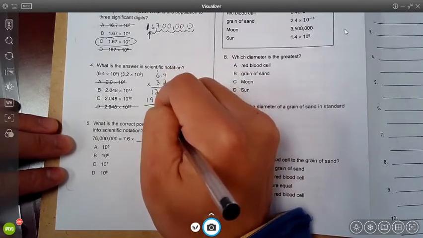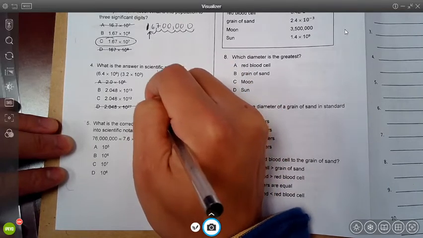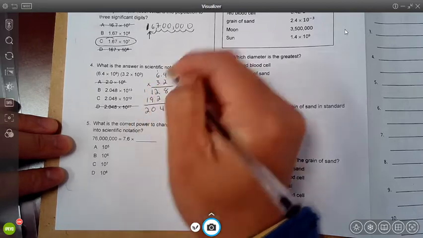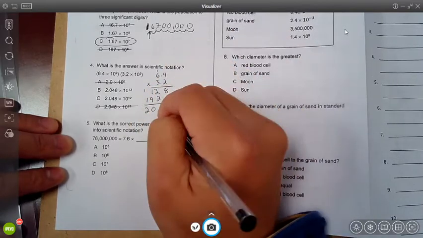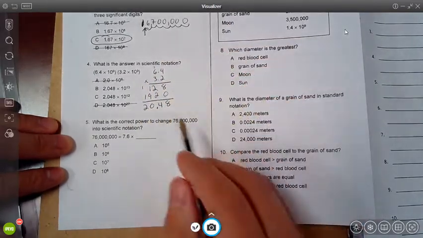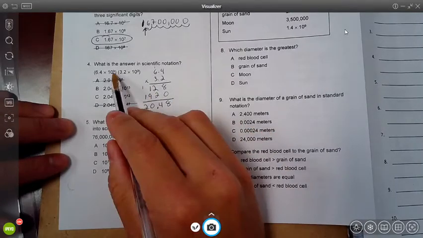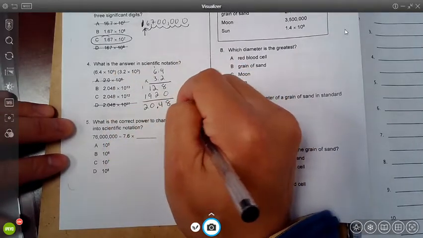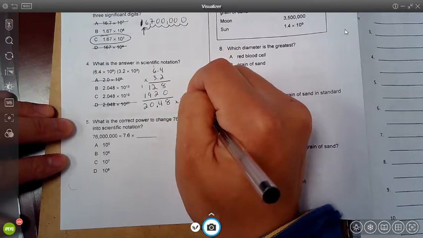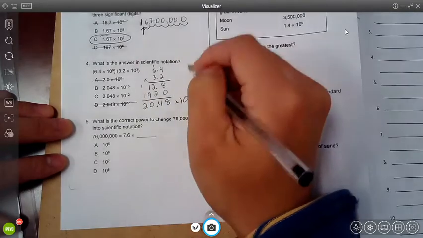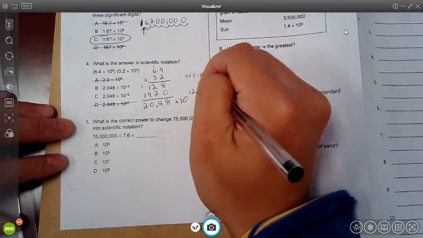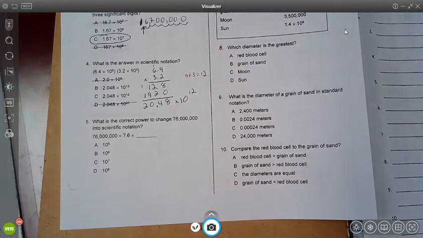2 plus 2 is 4. 1 plus 9 is 10. And it looks like I have 2 decimal places to move it. So it's 20.48. And then when I add the exponents, 9 plus 3 is 12. Right? The 9 plus 3 equals 12. So I have 20.48 times 10 to the 12.